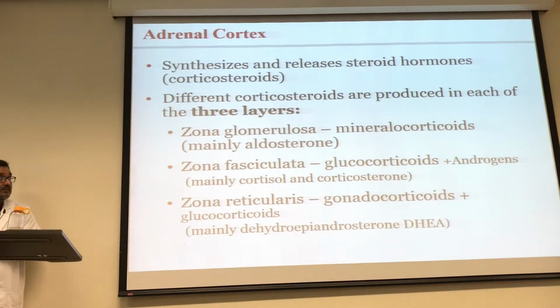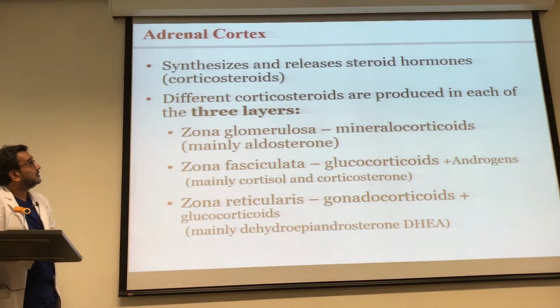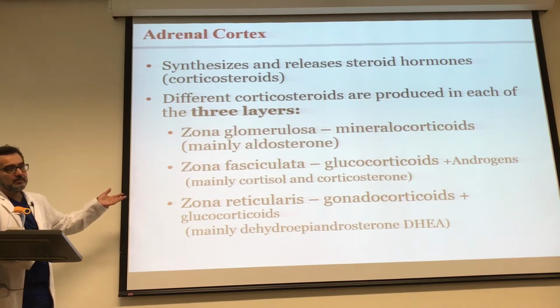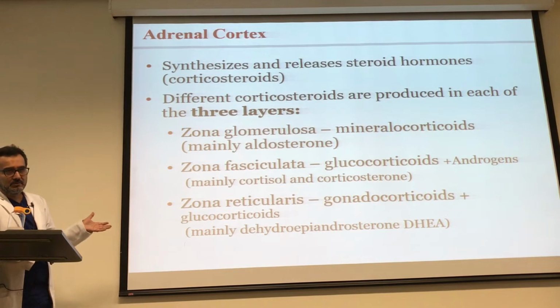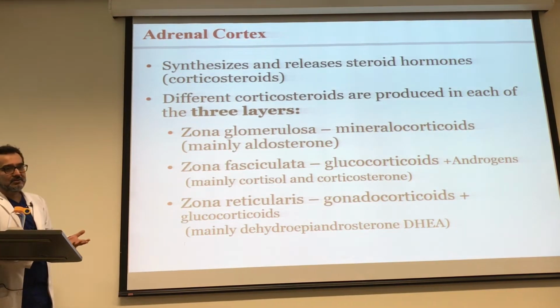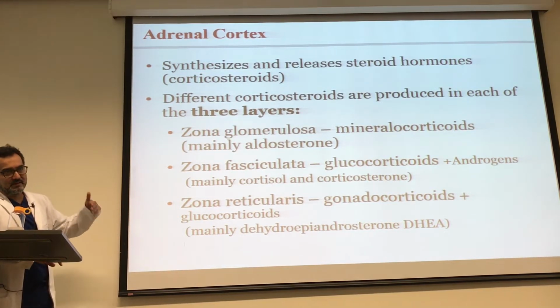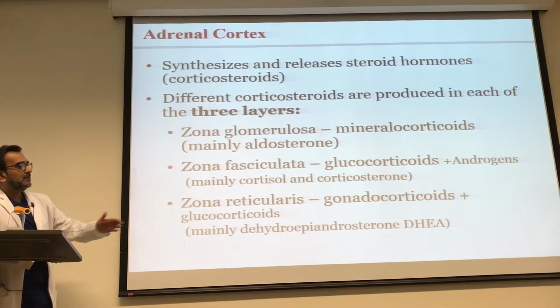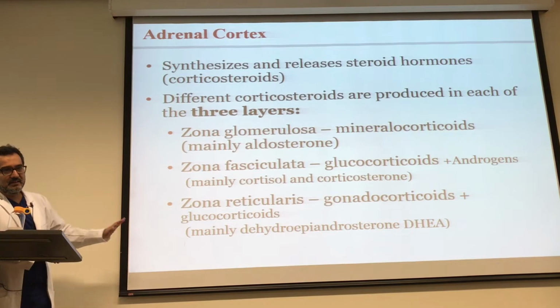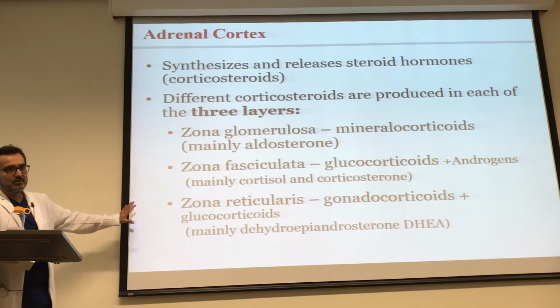So the adrenal cortex synthesizes three sets of hormones. There are three corticosteroids produced in each of the three layers. We know that zona glomerulosa produces mineralocorticoids, which is mainly aldosterone. Zona fasciculata produces glucocorticoids and some amount of androgens. Mainly cortisol and corticosterone are the major glucocorticoids which are produced by zona fasciculata. Zona reticularis mainly produces gonadocorticoids, which are androgens, mainly dehydroepiandrosterone, which is DHEA, the main androgen which is being produced by zona reticularis.